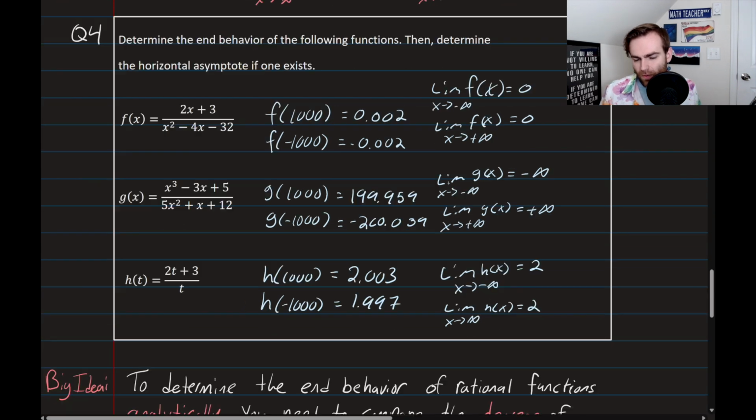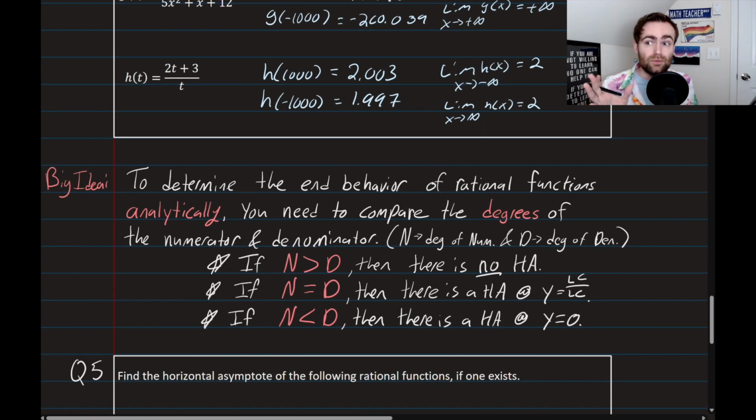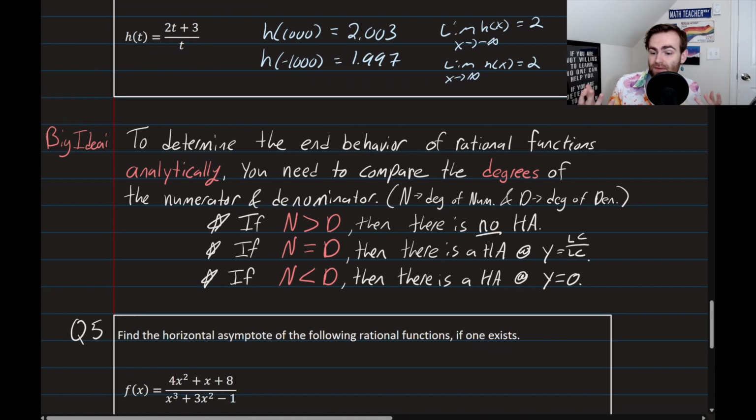And in fact, that is our big idea for rational end behavior: we look at the degrees when we're trying to figure this out analytically. That way we don't have to plug in numbers every single time. Sometimes we don't have calculators for things, or we don't have access to the graph. So we can use the degrees of these functions to figure out what their end behavior is going to be. Remember, not everything is given to you in standard form. So you might have to look for the term with the highest power, or you might have to count the number of zeros in each polynomial if it's in factored form.